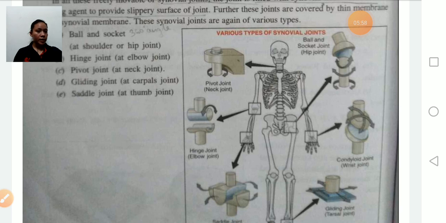Ball and socket joint provides you 360 degree movement, the maximum freedom of movement. Hinge joint is present at the elbow, and it provides 90 degree movement and allows forward and backward movement.